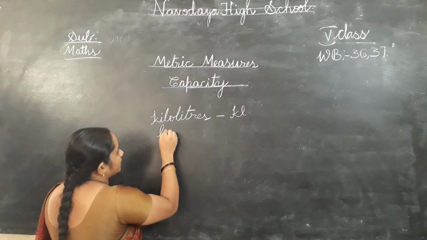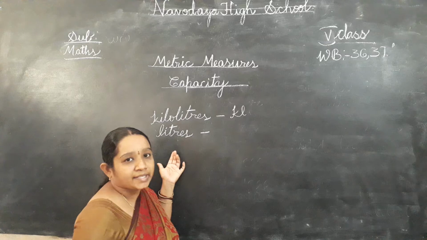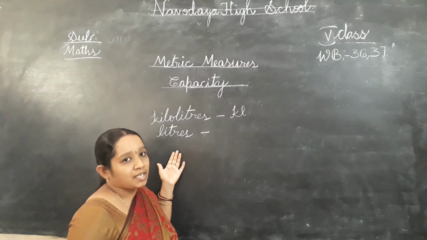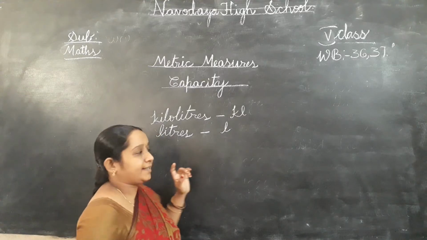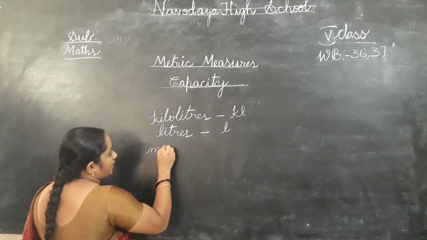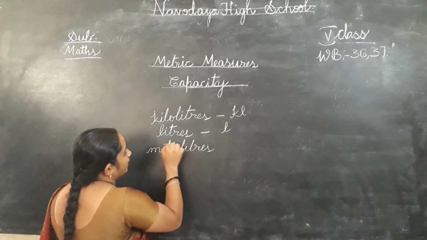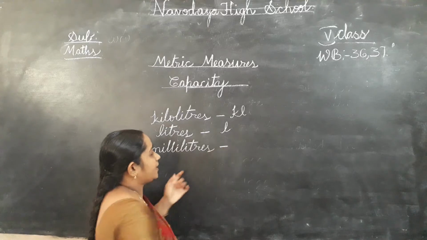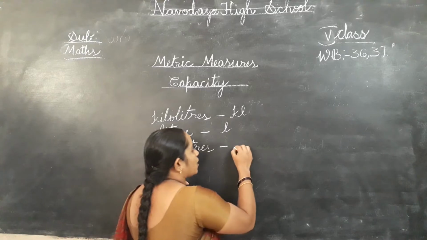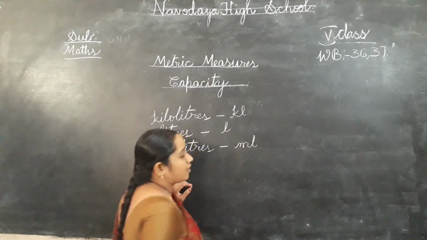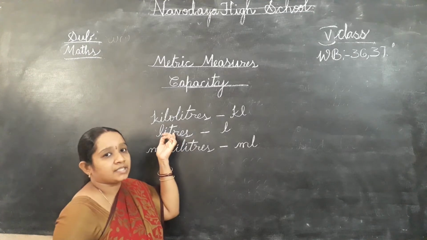Next, liters. Liters are the basic units to measure medium capacities, children. L is the short form for liters. Milliliters. Milliliters are used to measure lesser capacities. The short form for this is ml. So here liters is the basic unit, the standard unit in capacity, children.